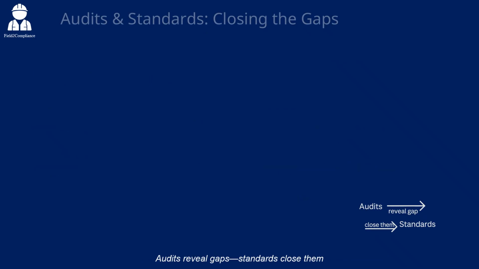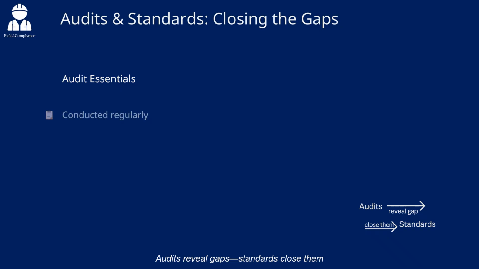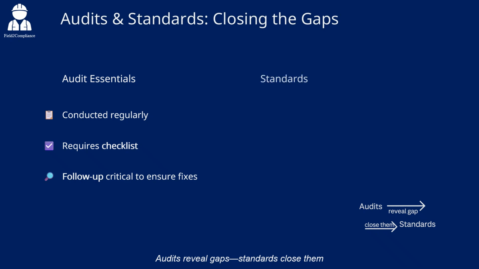And how about two key pillars of a strong safety culture? Audits and standards. On the left, audit essentials. Regular audits help us stay ahead of potential issues. They only work when paired with a detailed checklist, no guesswork. And just as important, follow-up. If we don't track fixes, we don't improve.